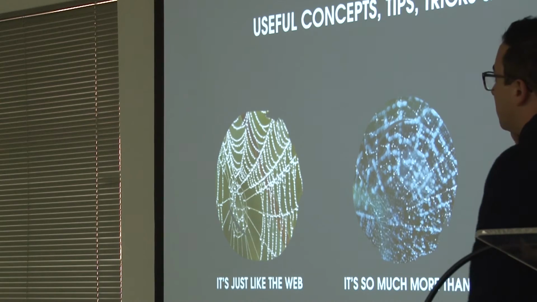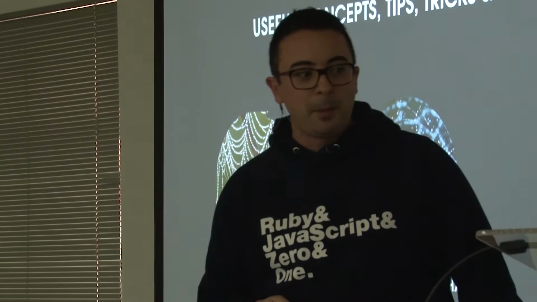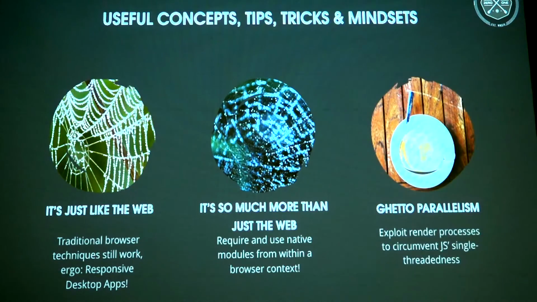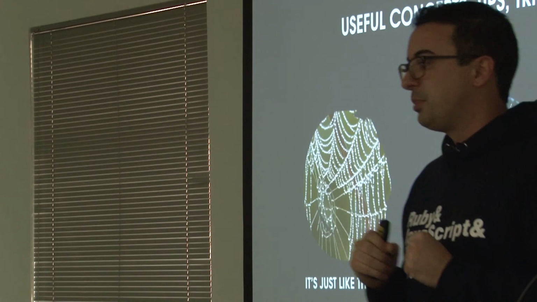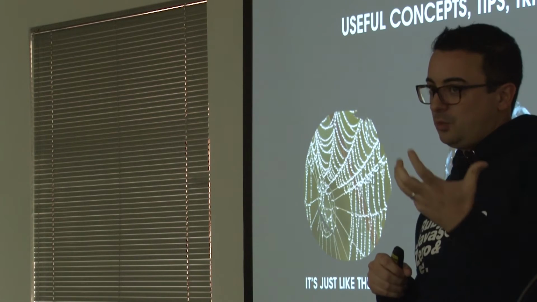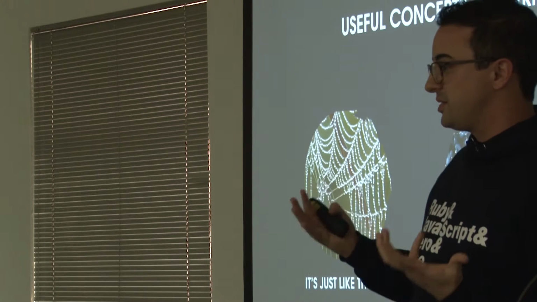And then finally, and forgive me if I don't say this right, it's a really complicated word, but with Electron, you get ghetto parallelism. And what do I mean by that? Well, the thing to think about is everyone knows JavaScript is single-threaded, right? Single thread, single process. Except it isn't. Because Chromium, which is the engine that powers the Chrome browser, is a multi-process based application.